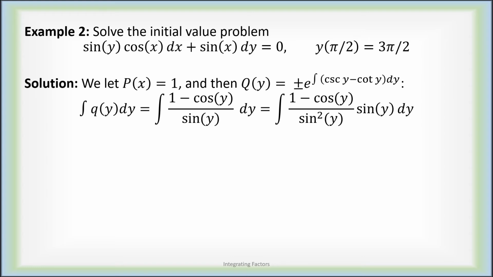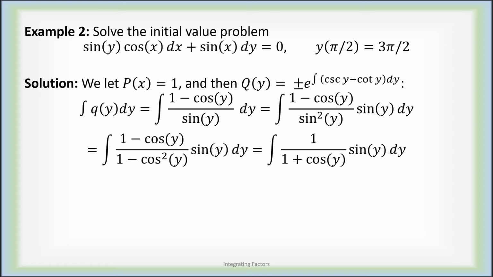So let's attack that integral up in the exponent. The first thing we do is multiply numerator and denominator by sine of y. So now I have 1 minus cos y over sine squared y times sine of y, and we're trying to integrate this. But that sine squared can be replaced with 1 minus cos squared. 1 minus cos squared is a difference of two squares. It factors as 1 minus cos times 1 plus cos. And now I can cancel the 1 minus cos in the numerator with the 1 minus cos in the denominator. So now we just need to integrate 1 over 1 plus cosine of y times the sine of y dy.